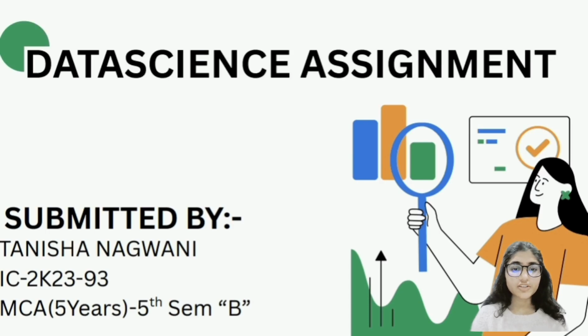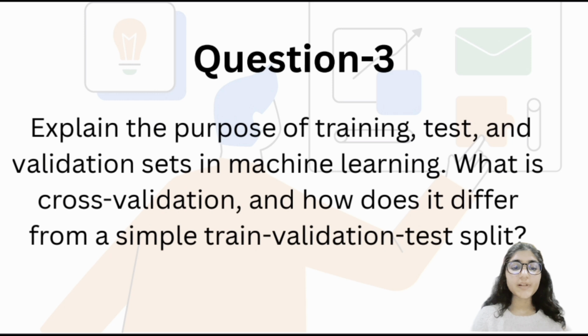Now moving on to question 3 of the data science assignment. The question is: explain the purpose of training, test and validation sets in machine learning. What is cross validation and how does it differ from a simple train, validation, test split?